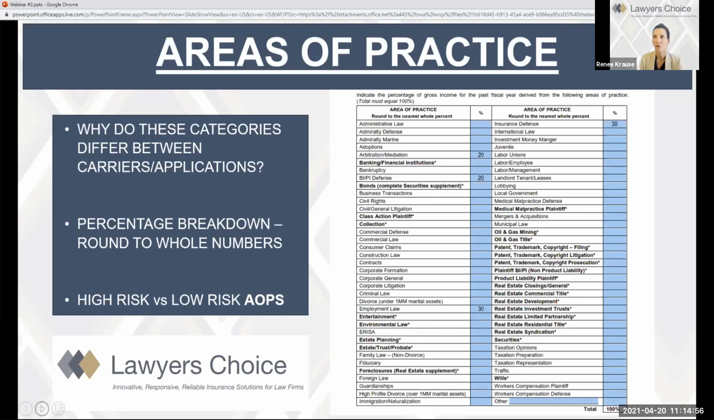So if you're ever confused about, I'm not sure if I can call it that, before you put it on your application, call your agent. If you're working directly with the carrier, call the carrier and ask for a little clarification on what it is they're looking for. Because you do want to be very accurate on this. This is a big part of where your rate comes from.